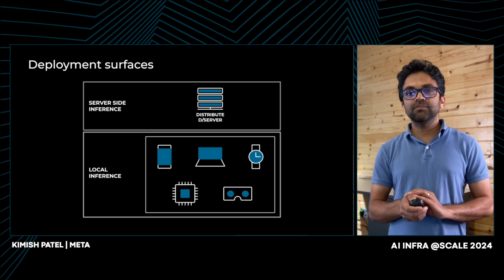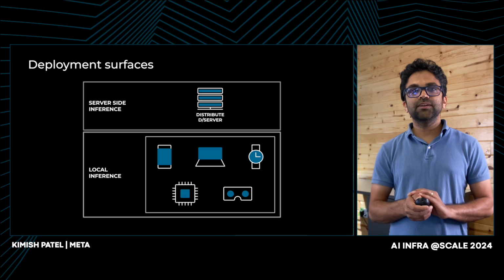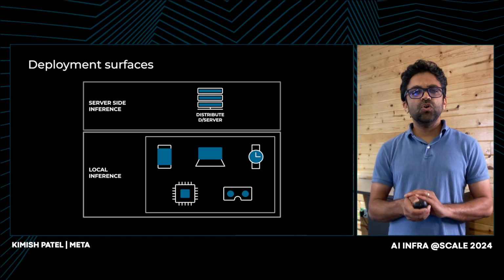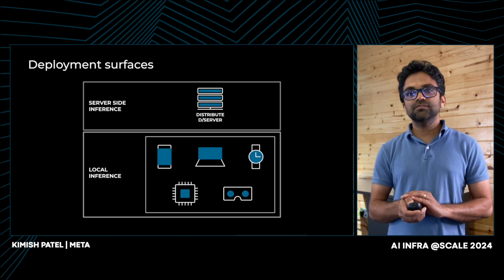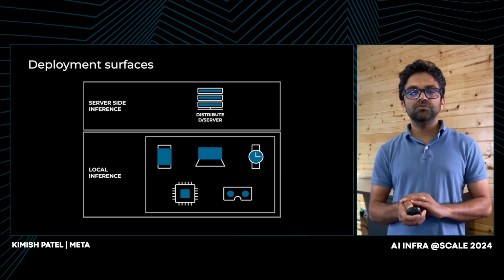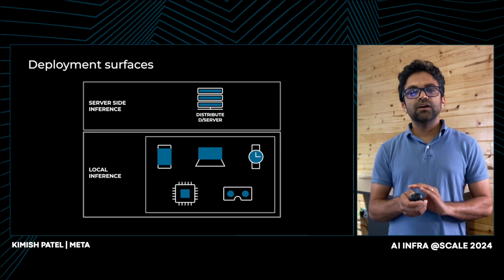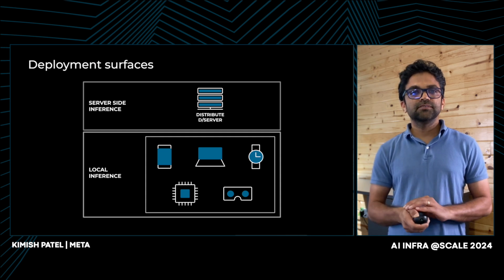A fine-tuned model can be deployed across many surfaces, such as server-side inference that provide LLM inference as a service, or local inference, where the model or service is run locally on device, which may include laptop or desktop with local GPU, smartphone, AR/VR devices, or embedded devices.